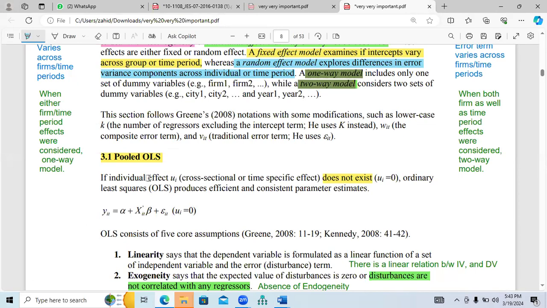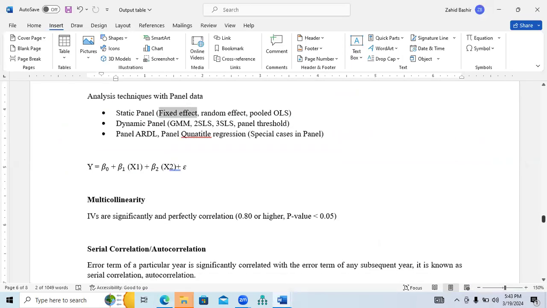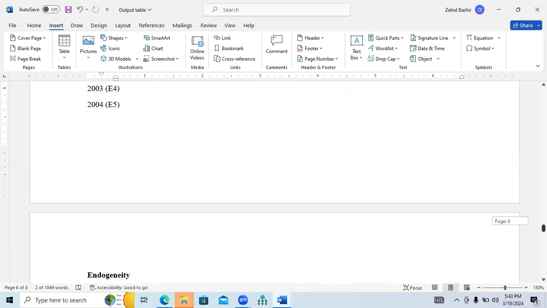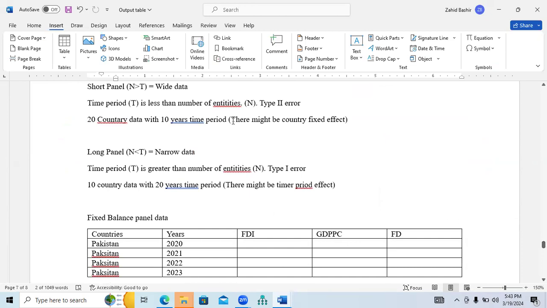If individual effect, like your cross-sectional effect or time specific effect does not exist. If you assume that there is no country effect or no time series effect, like I have told you here, in this case, there might be some country effect, there might be some time period effect.